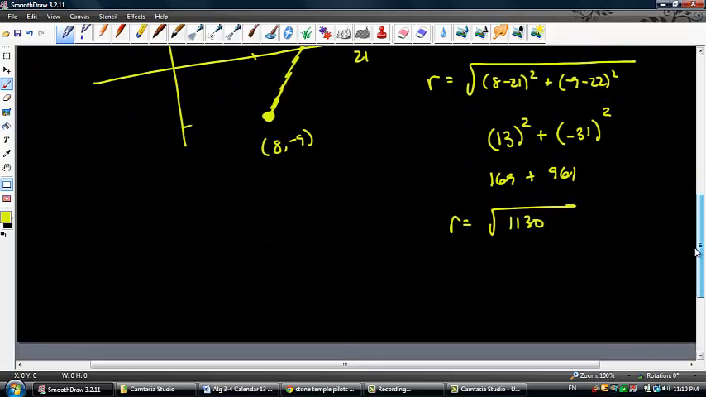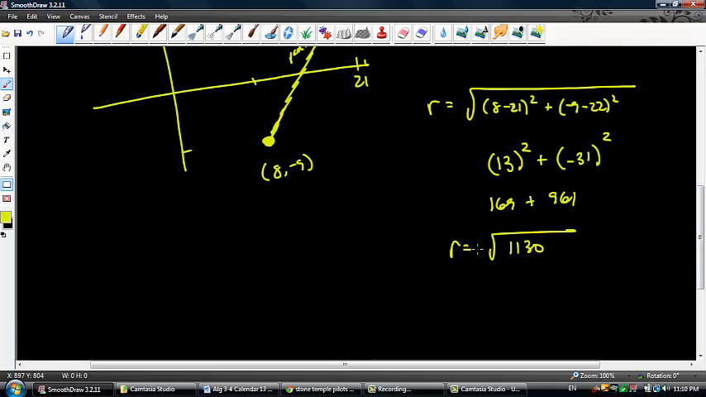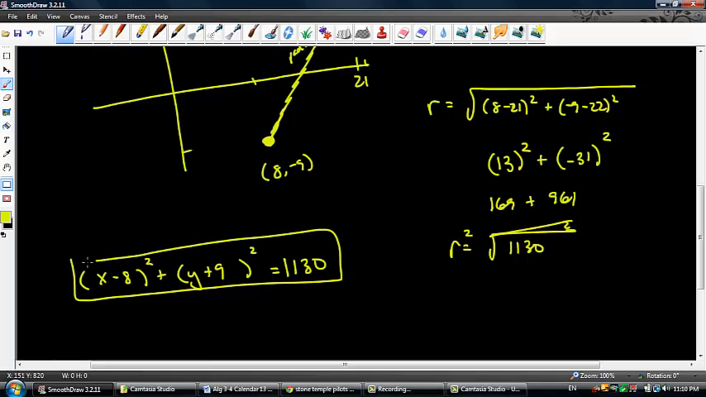So, how does that help us? Well, we know that the radius of the circle is the square root of 1130, which means that r squared is going to be 1130, right? Because I just square both sides, and the radical goes away. My center is at 8, negative 9, so it's going to be (x something) squared plus (y something) squared. Remember, inside the parentheses is always opposite your intuition. So if it was positive on the outside, it's going to be x minus 8. If it was negative on the outside, it's going to be y plus 9 quantity squared. And here's what you get. Good problem.